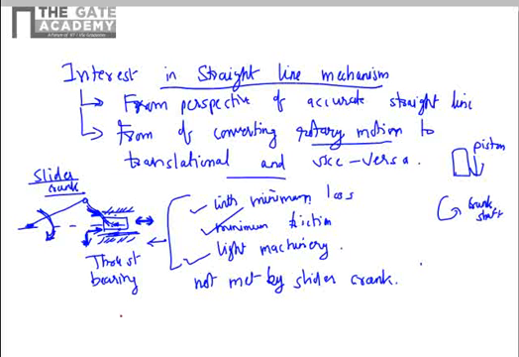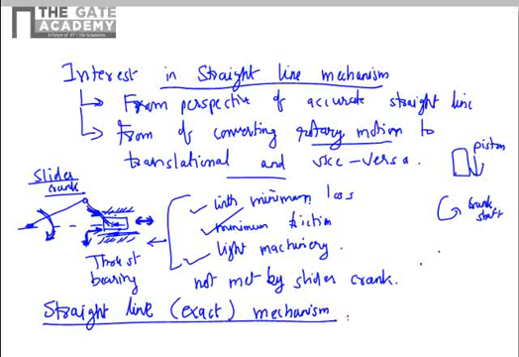So there are many other mechanisms which can be used to generate the straight line from the rotary motion and vice versa. So I'll just illustrate some of them for you. First, we will consider the exact straight line mechanisms, and then we'll come to the approximate straight line mechanisms. The first one in this category is the Porcellius. I will draw a sketch for you.